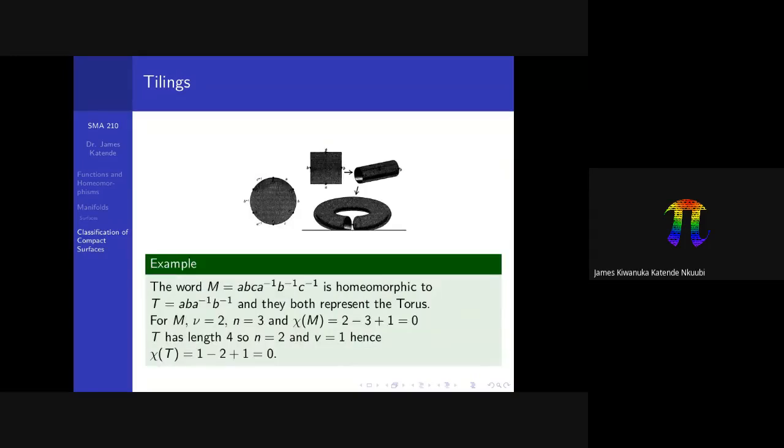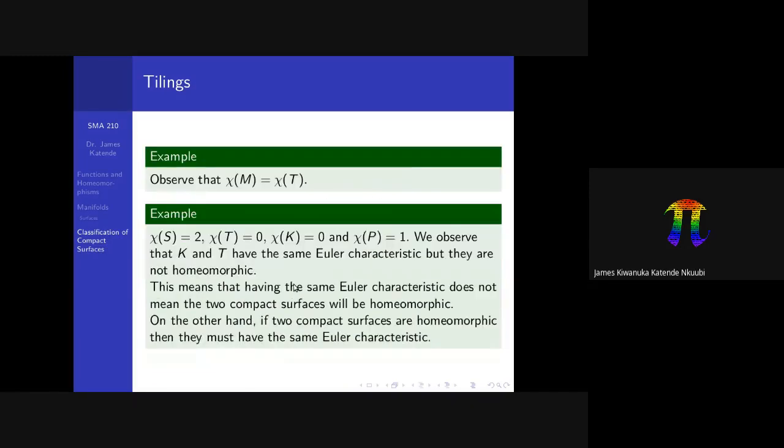So here the observation is this, that the Euler characteristic of this M is the same as the Euler characteristic of T. And earlier on we had shown that this word M is homeomorphic to this word for the torus. So these two objects represented by these plane models are definitely homeomorphic. In this case, it's just a torus.